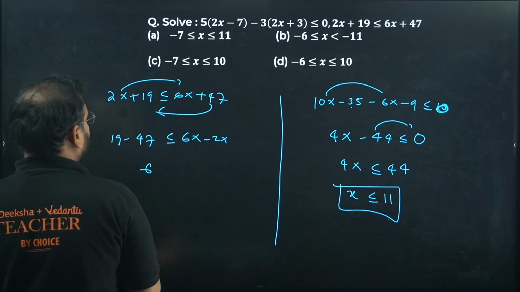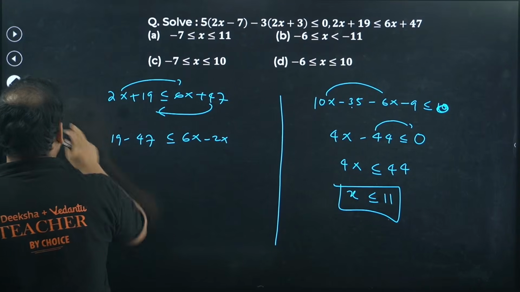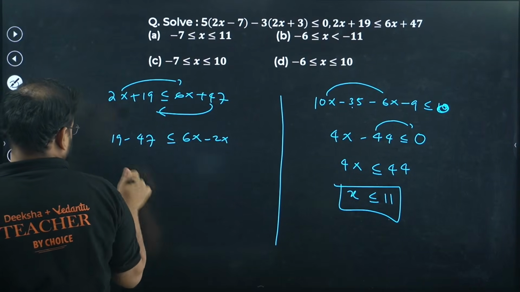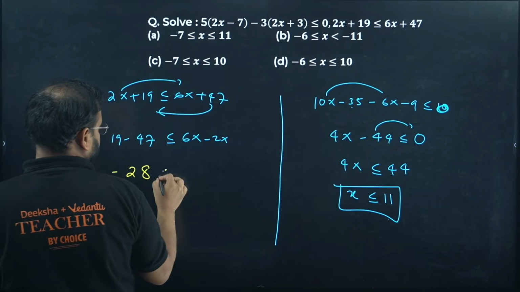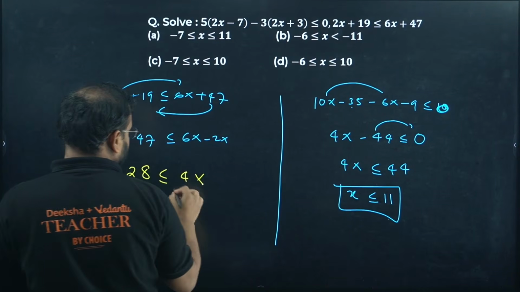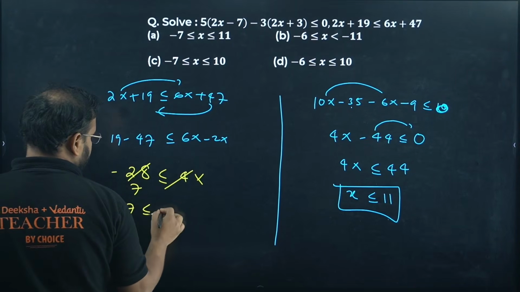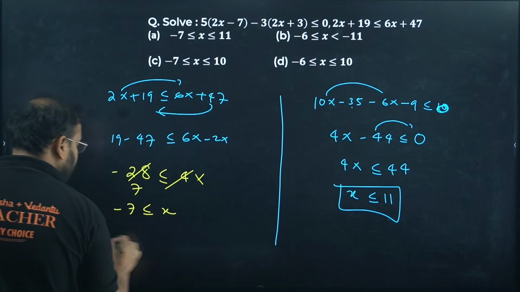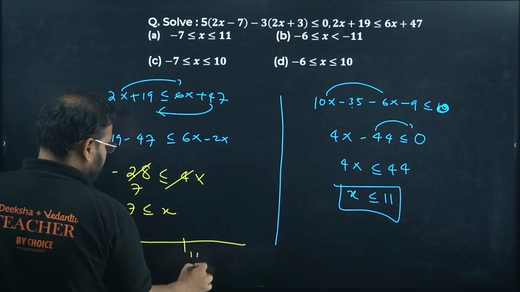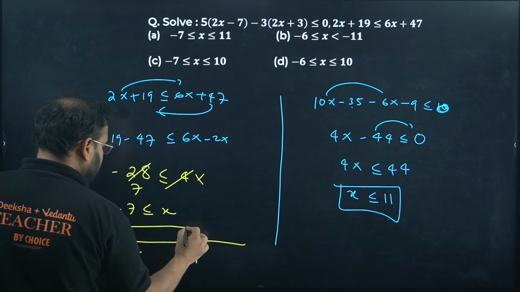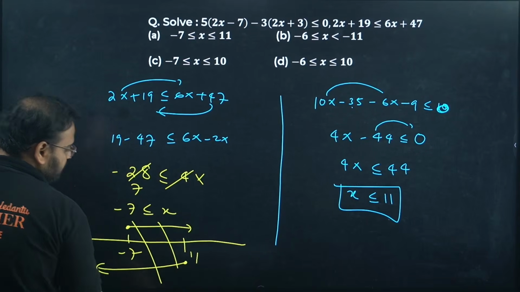How much will this be, sir? 6. Okay, sorry, not 6. 17 minus 9 is going to be 8, right? My bad. 8. 2 minus 28. 4x divided by 4 now. You'll have here 7. You get minus 7 less than x. So x is more than minus 7. Combine them. What is the other one? 11. So closed and on this side. 11 closed and on this side. Intersection is this only. Please check.